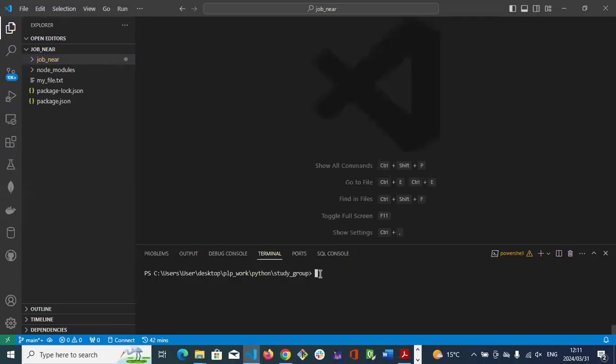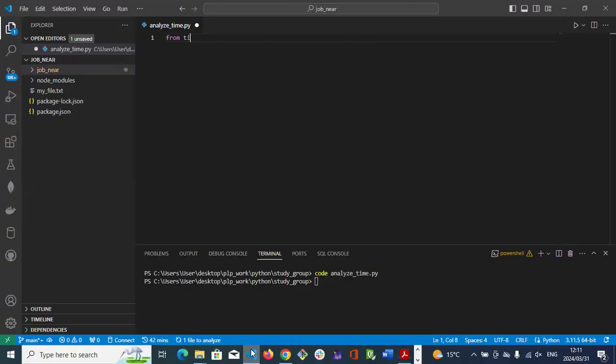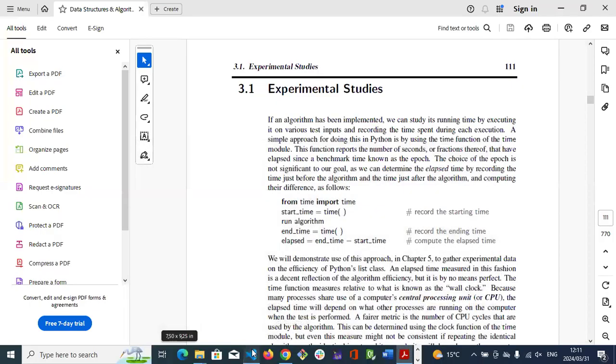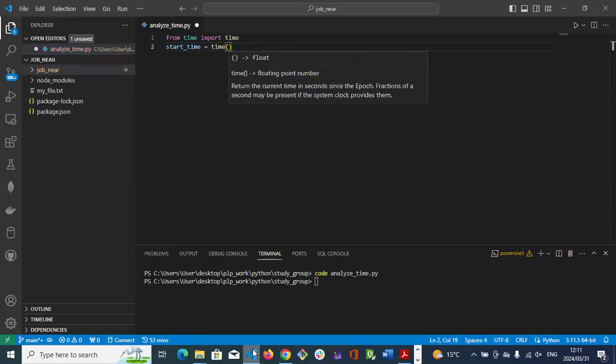So let's try and type this code. On time, input time. That's a time module.